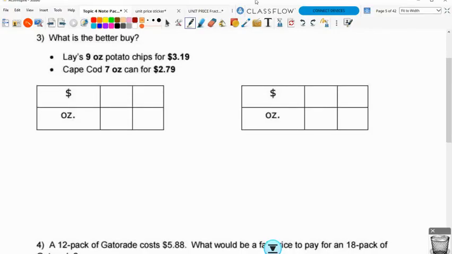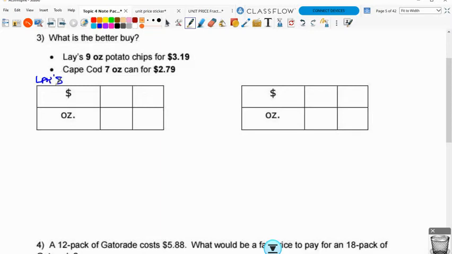In our third example, we're going to figure out the better buy between 2 different kinds of potato chips. We have Lay's 9-ounce potato chips for $3.19, or we have Cape Cod 7-ounce potato chips for $2.79. I need to determine which of these is going to be the better buy, and I'm going to do that by finding their unit prices. So the first thing I'm going to do is label my table so I know which brand I'm looking at.